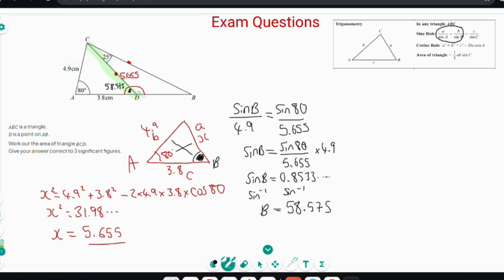To get this red angle here, I need to take it off 180, which is 121.425. Okay, now let's take out my triangle BCD.